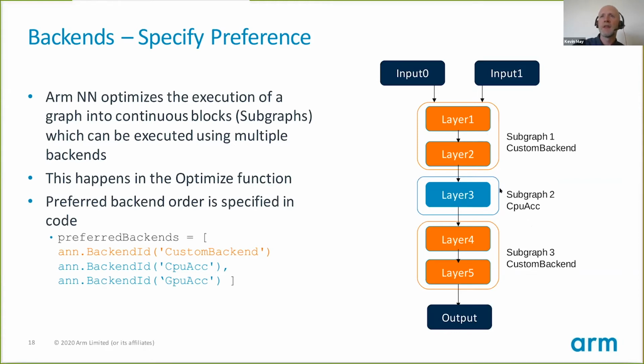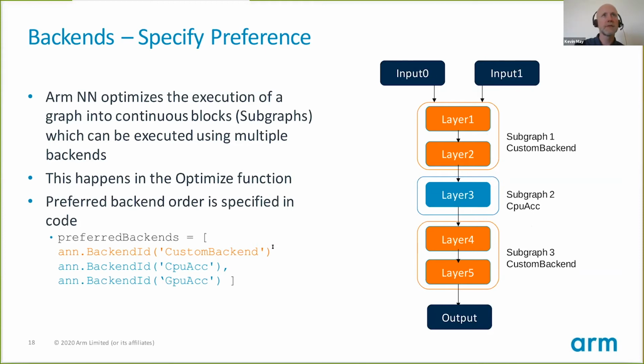Layer 3 is not supported on custom backend, so it gets put into a subgraph which is supported on the CPU ACC. It goes to the next backend. And then layer 4 and layer 5, these again are supported on my custom backend, so they get their own subgraph. And that is the order that is used all the way right through your model.